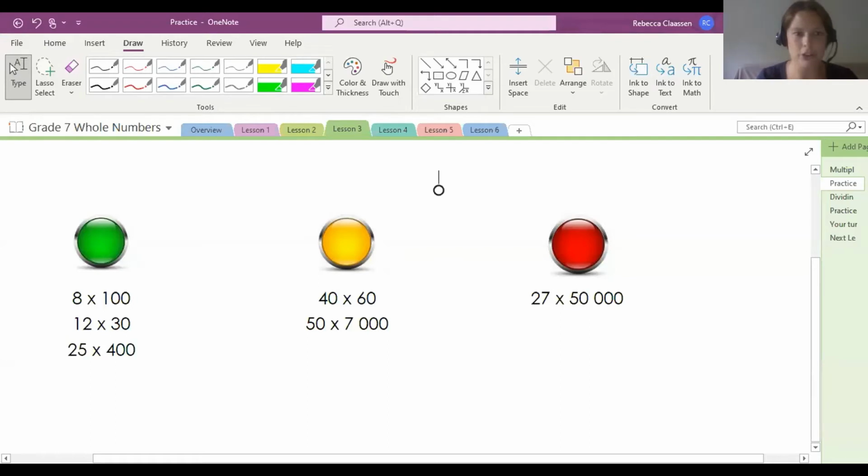Okay, off you go. Do all the greens first, then the yellows, then the red if you get there. We're going to give 2 minutes for the greens.